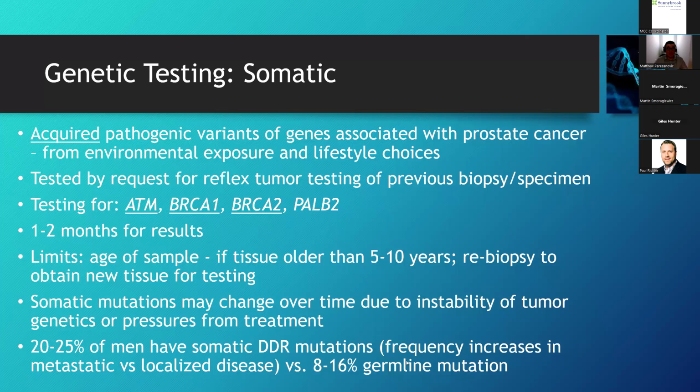Somatic mutations may change over time due to the instability of tumor genetics or pressure from treatment as well. About 20 to 25% of men have somatic DNA damage repair mutations. The frequency does increase in metastatic versus localized disease, versus 8 to 16% in the germline.